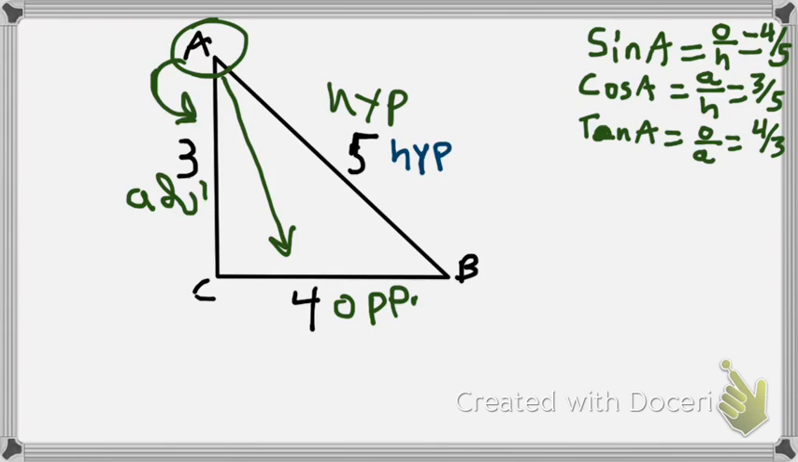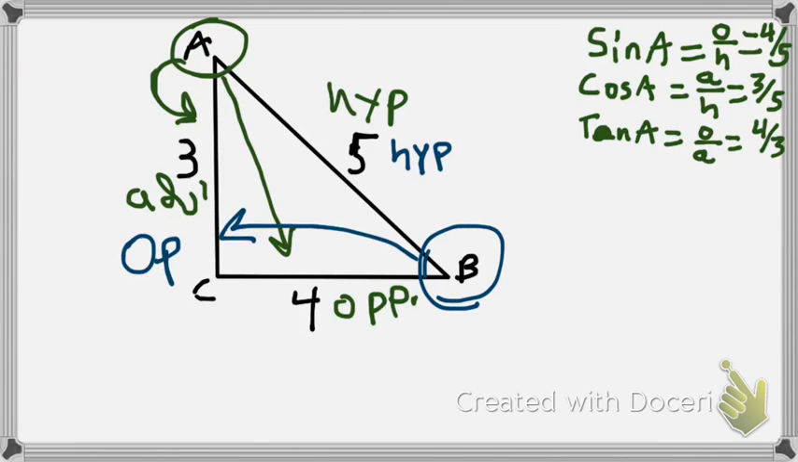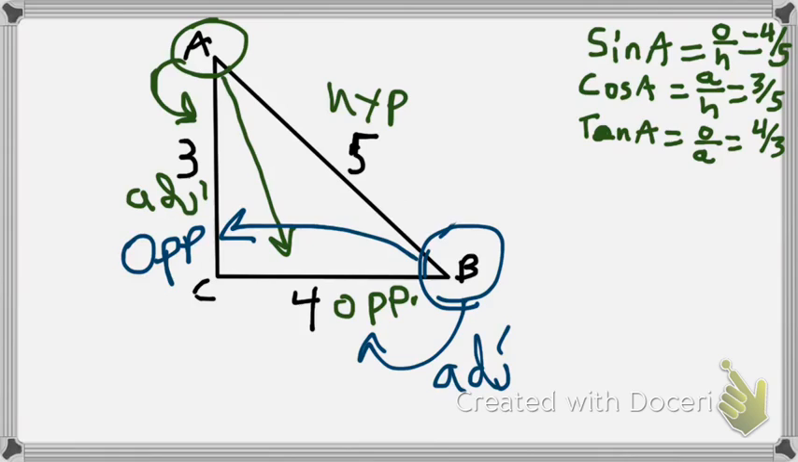So what if we switch our perspective? What if we go to B? Now for B, the opposite is 3, and I put the adjacent as 5, which is wrong, because I'm an idiot. The adjacent is right here. This is the hypotenuse. It doesn't matter whether it's blue or green, whether it's from A or B, the hypotenuse is always going to be the 5.